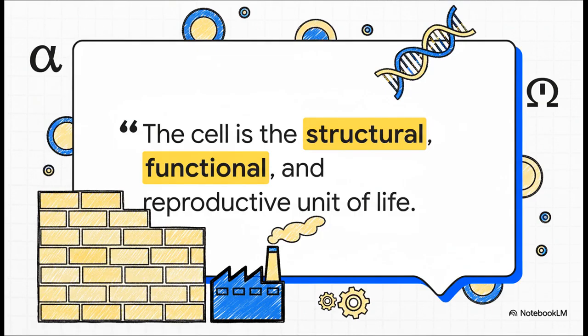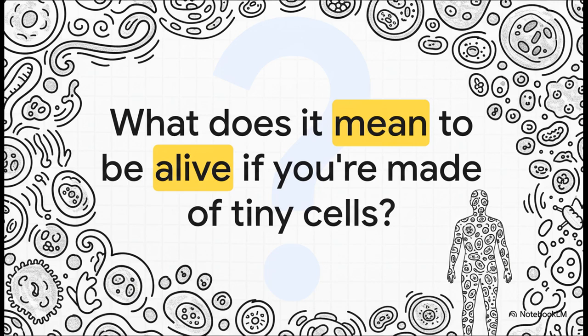So, after seeing how life is built from the cell all the way up, it all comes back to this one powerful idea. From the smallest microbe to the largest whale, the cell is the beginning and the end. It's the brick, the factory, and the blueprint. Which leaves us with one last pretty profound thought. If you are a walking, talking ecosystem made of trillions of individual living cells, what does it truly mean to be alive? That's definitely something to think about.